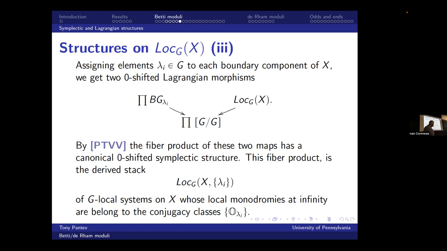So this is a one-shifted symplectic stack, the one coming from the boundary. It has two Lagrangians, so you get a zero-shifted symplectic space, which is this derived stack of G local systems on X with the property that the monodromies around infinity are in the given conjugacy class. So that's the way to reconstruct this standard symplectic leaf.